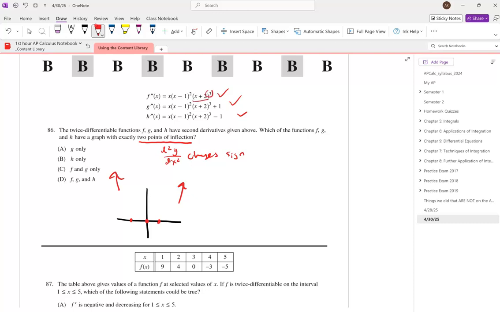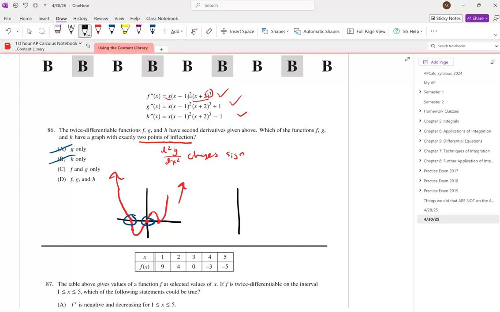At -2, since that has a multiplicity of 3, I know it goes through the x-axis. It's got to come back up to the 0 that has a multiplicity of 1, so that's going to go straight through. And then it has to come down to this 0, but that has a multiplicity of 2, so that bounces. So this is going to have 2 points of inflection. F certainly fits the criteria of having exactly 2 points of inflection.